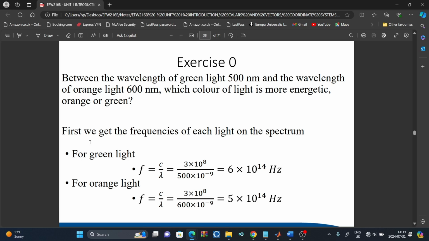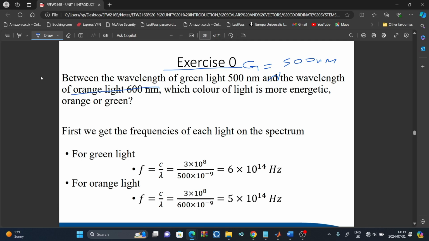I'll just go through these exercises and explain a few things. We'll start here with exercise zero, where they ask you to calculate the energy of a green light. Your green light has a wavelength of 500 nanometers, that's your wavelength, or your lambda. Then you have your orange light, which has a wavelength of 600 nanometers.